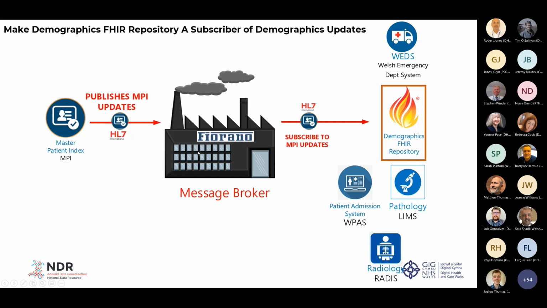So again, in the same way as we talked about diagnostics earlier and making the FHIR diagnostics server a subscriber of that data, for demographics, that's what we want to do here. We want to create this demographics FHIR repository, seed it with all the demographics information, and then once it's seeded, to then take those messages, subscribe to those MPI messages in the same way as those other systems will be receiving those messages. So we build it kind of alongside what we've got in place at the moment.